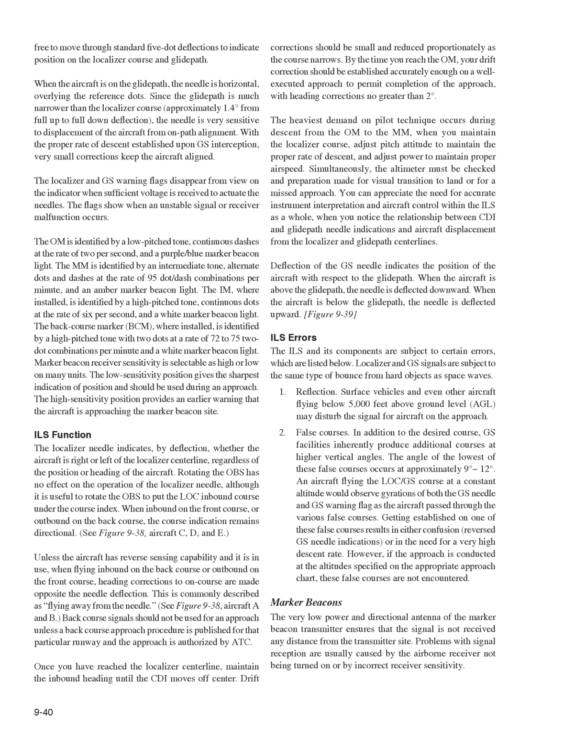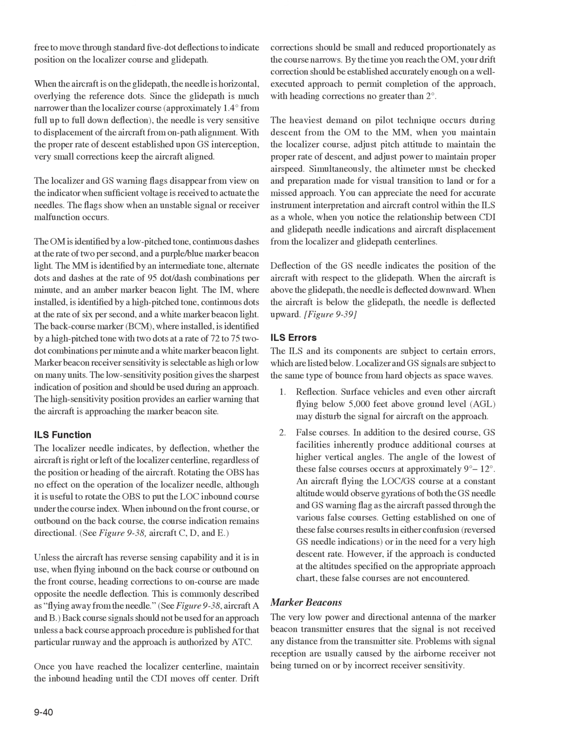You can appreciate the need for accurate instrument interpretation and aircraft control within the ILS as a whole, when you notice the relationship between CDI and glide path needle indications and aircraft displacement from the localizer and glide path centerlines. Deflection of the glide slope needle indicates the position of the aircraft with respect to the glide path. When the aircraft is above the glide path, the needle is deflected downward. When the aircraft is below the glide path, the needle is deflected upward.